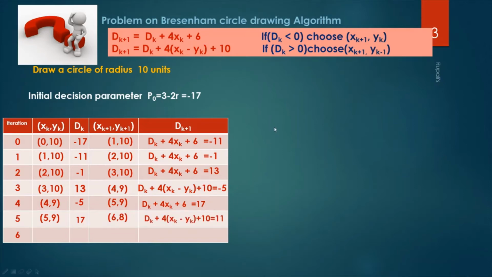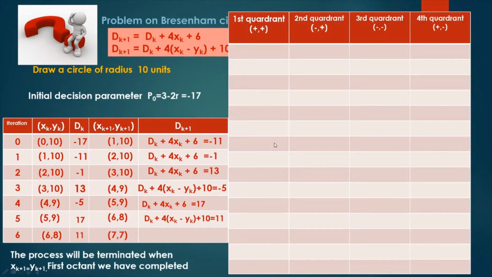Now the next point is (6, 8), decision parameter 11. What is the next point? Positive means second case, (xk plus 1, yk minus 1). So it is (7, 7). And now see, this process will be terminated when xk plus 1 equals yk plus 1. That is, the first octant we have completed.